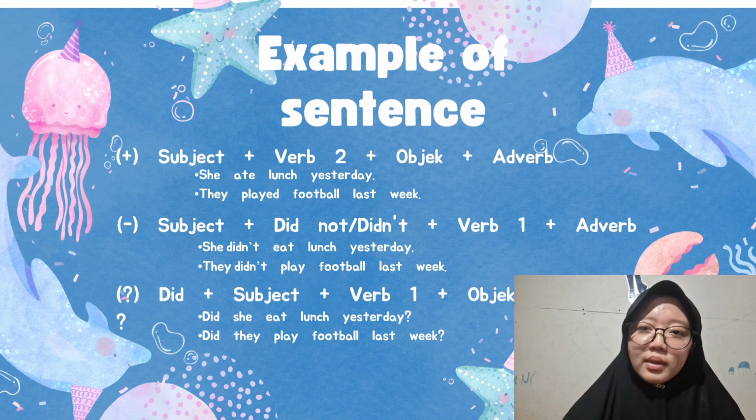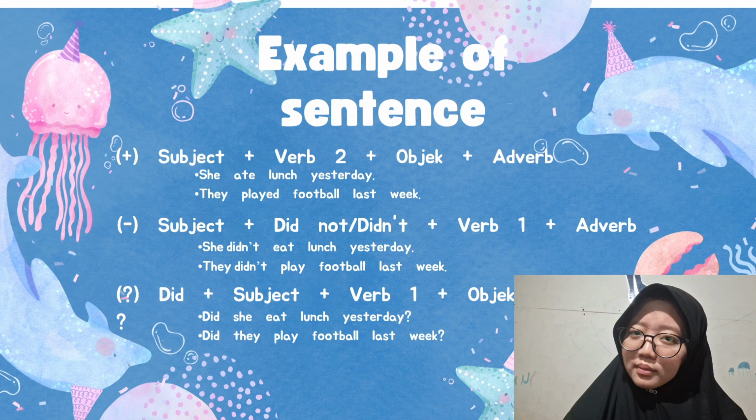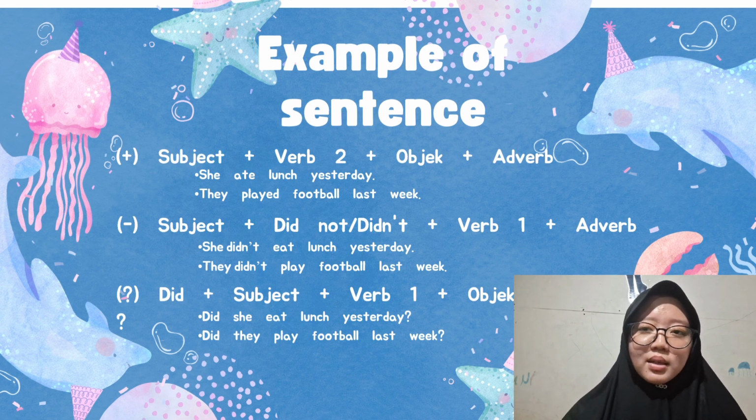And finally, there is an example of an interrogative sentence. The first is, did she eat lunch yesterday? She is the subject, did is the auxiliary verb for questions, and eat is the base form of the verb. Lunch is the object, and yesterday is the adverb of time.